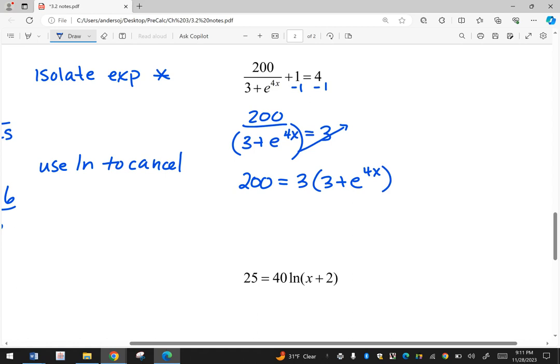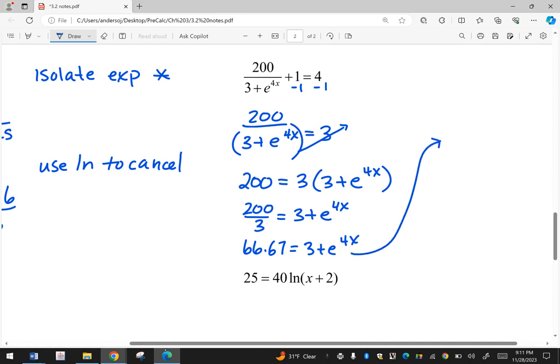Now, you have a couple of options here. You could distribute. I'm going to go ahead and divide. 200 divided by 3, and that gets me back to where this is on the side by itself. Of course, that is a decimal, which is perfectly fine. We've been working with decimals here, so I'm going to go ahead and write that as a decimal. And I'm going to go ahead next and subtract this 3, and that's going to give me 63.67. And you can now see that I have this e, or the exponential, isolated by itself.